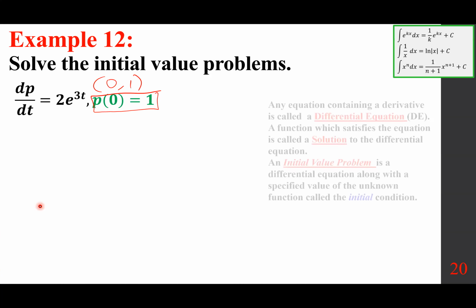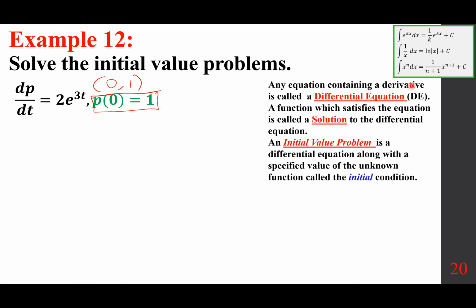So any equation containing a derivative is called a differential equation. So whatever we've done so far, it's a differential equation. A function which satisfies the equation is called a solution to the differential equation. An initial value problem is a differential equation along with a specified value of the unknown, a pair, called the initial condition. So the point is that can help us figure out the constant.